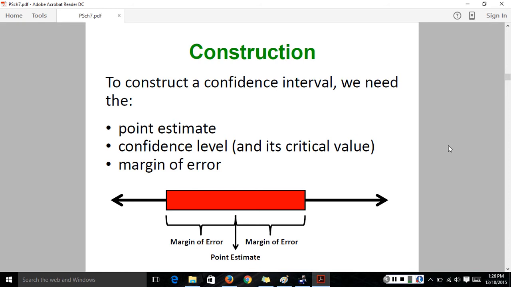Well, to construct a confidence interval, we need three things. The point estimate, which we just, in example 1, showed how to find. The confidence level and its corresponding critical value, and the margin of error. We're going to talk about confidence level and how to find its critical value. The margin of error is calculated differently depending upon the type of interval you're making. More about that later. But the point estimate will be in the middle of our range, just as this depiction on the bottom of the slide shows. The point estimate is in the middle, and then the margin of error is the distance between the point estimate and the ends of the interval. What's our wiggle room?